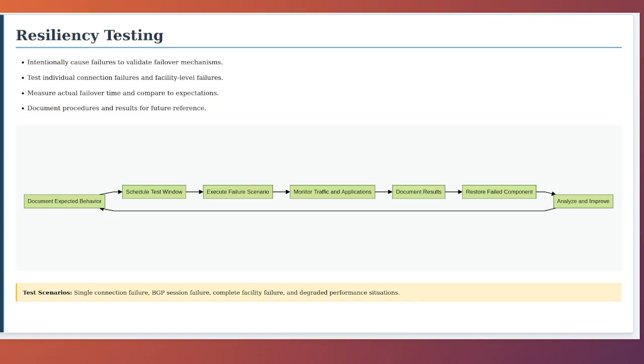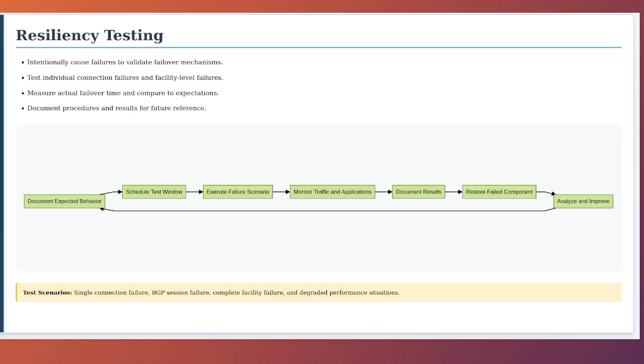Test not just the failure scenario, but also the restoration scenario. When the failed connection comes back online, does traffic rebalance correctly? Some BGP configurations can cause all traffic to suddenly shift when a previously failed path is restored, which can cause its own disruption. You want traffic to rebalance smoothly.